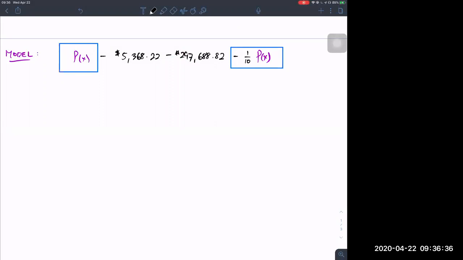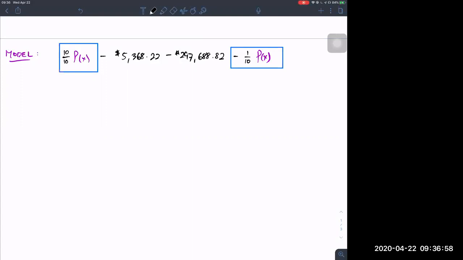That's 1 over 1. But you can't combine P of X's until you have a common denominator. So how about 10 over 10? Because that's the same thing as 1. So what's 10 over 10 P of X minus 1 over 10 P of X? Well, that's 9 over 10 P of X. 9 over 10 is 0.9, right? So that's where I got the 0.9.